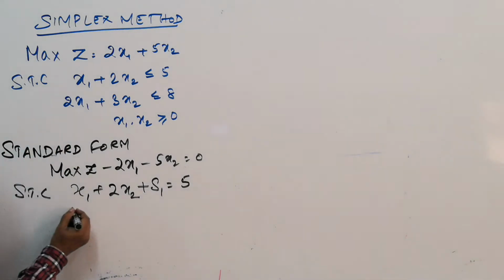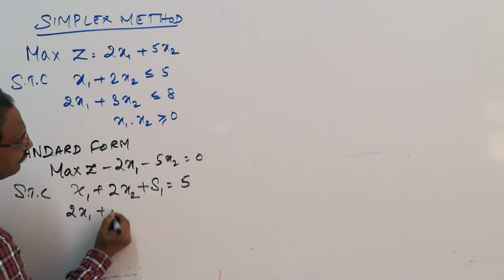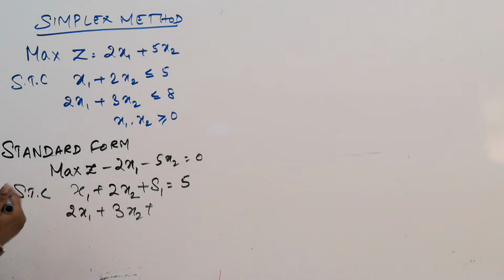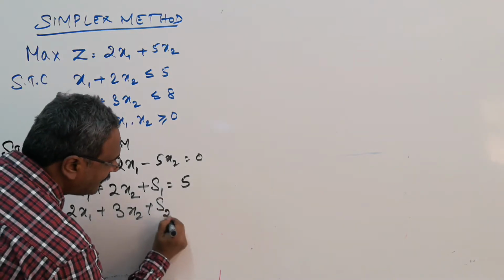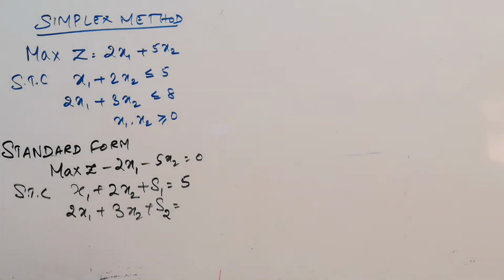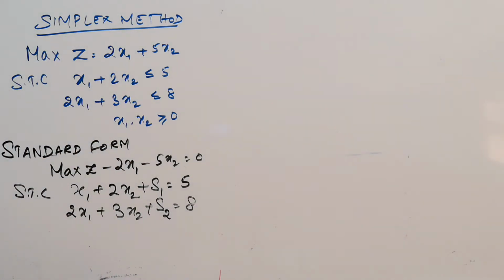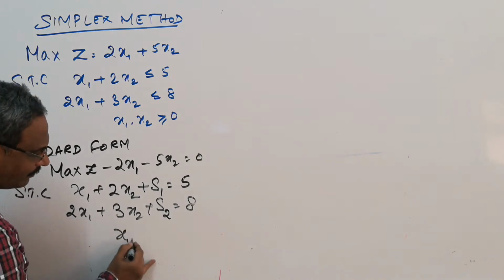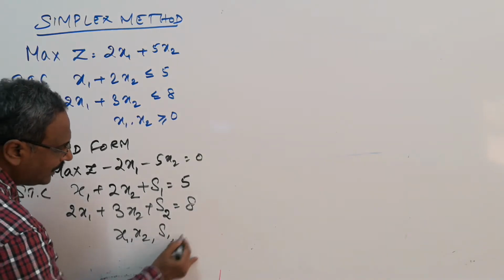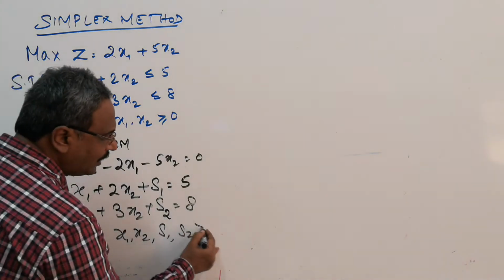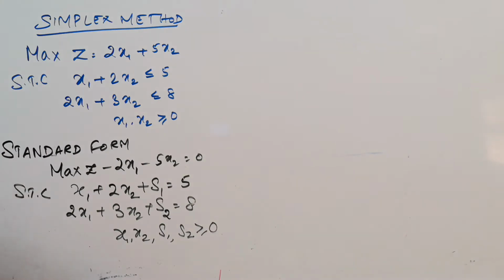I am going to check the next equation. The next equation is 2x1 plus 3x2. Again, this is less than or equal to, so I am going to add the second slack variable to the left hand side. This is equation 2, so s2 equal 8. Now I have x1, x2, s1, s2. Whatever the variables we are considering, we assume all the values are greater than or equal to 0.